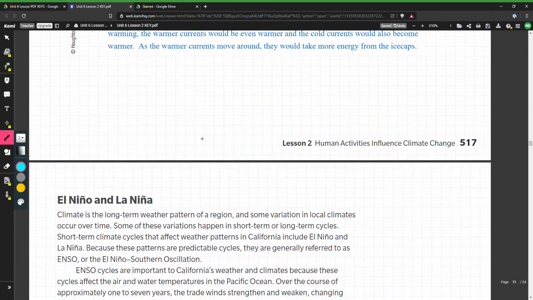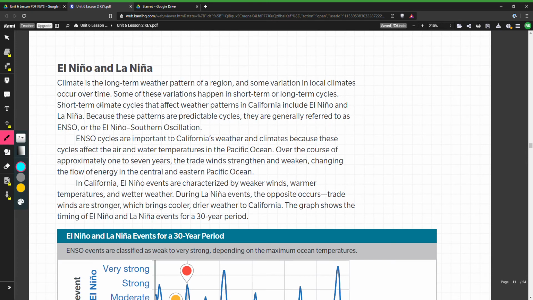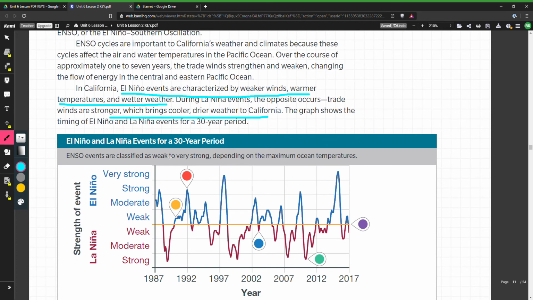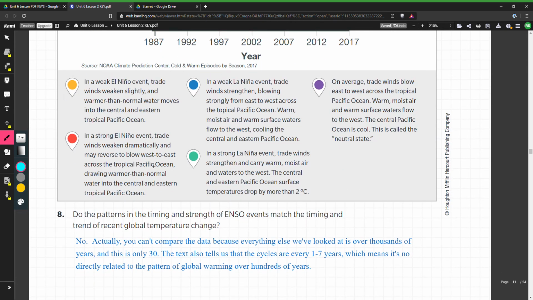So El Nino for us is like weaker winds, warmer temperatures, wetter weather, and La Nina events are the opposite, so cool, dry weather. A lot of times every few years you'll hear them talking about, is this going to be like the El Nino year? And that means it's going to be really rainy, or more rainy than usual. Whenever we've been in droughts, people are hoping for the El Nino.